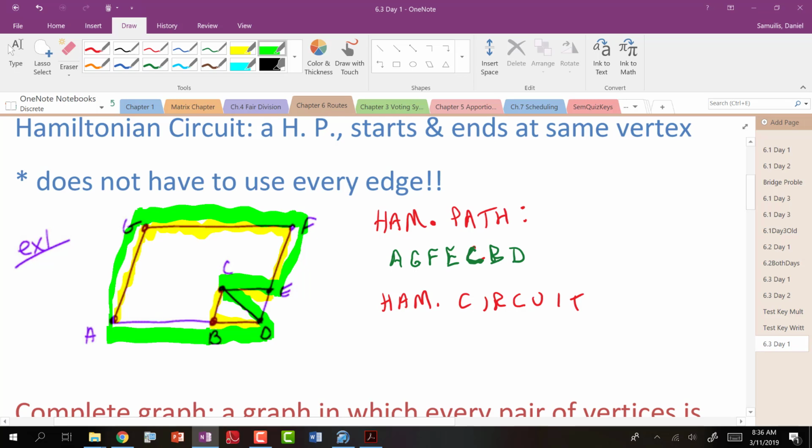Was every edge used, by the way, yes or no? No, and that's not what has to happen with a Hamiltonian situation. You just have to hit every vertex once. To make it a circuit, then I must end up where I started as well. E, then C, then D, then B, and then I end up back at A. All right? So, Hamiltonian path, you don't have to end where you started. Hamiltonian circuit, you hopefully see the difference.